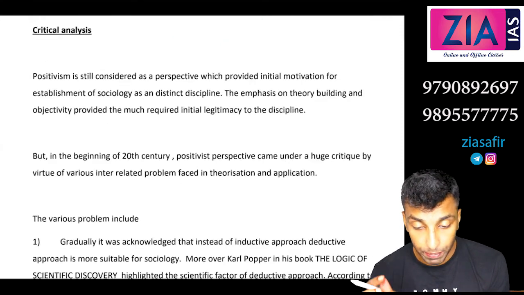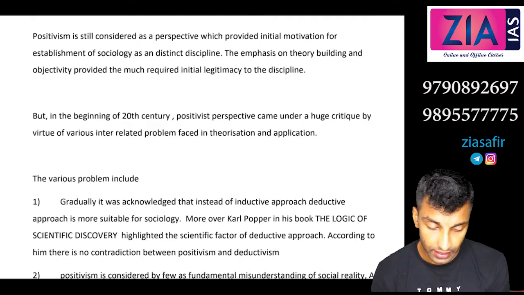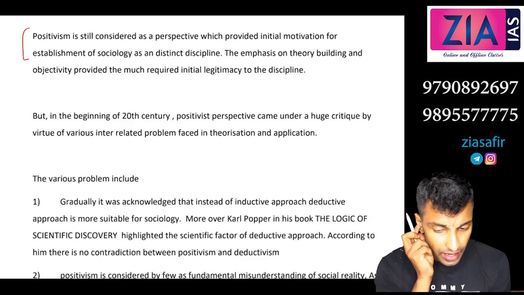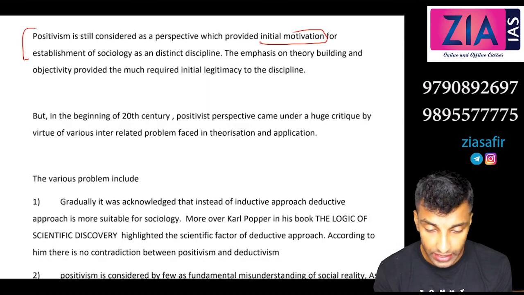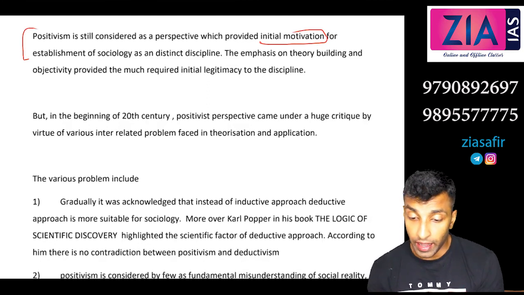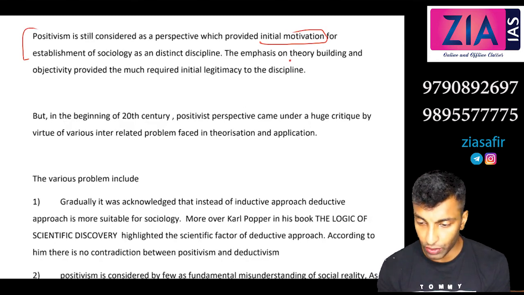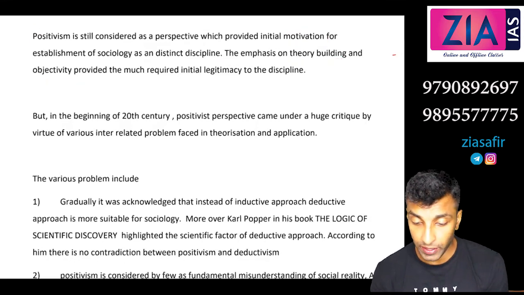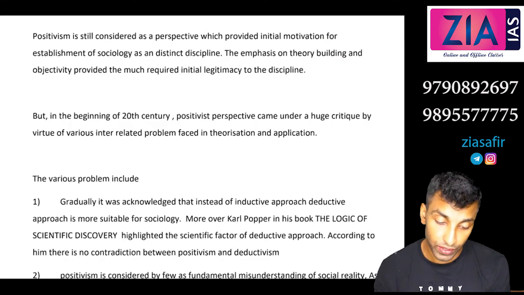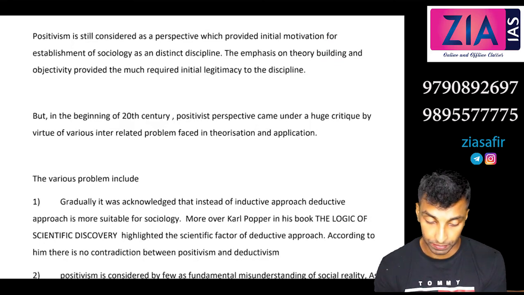Positivism is still considered as a perspective which provided initial motivation for the establishment of sociology as a distinct discipline. So one line we have written some contribution that provided initial motivation for the establishment of sociology as a distinct discipline. The emphasis on theory building and objectivity provided the much required initial legitimacy to the discipline. So this we can say contribution. But in the beginning of 20th century, positivist perspective came under huge critique by virtue of various interrelated problems faced in theorization and its application.